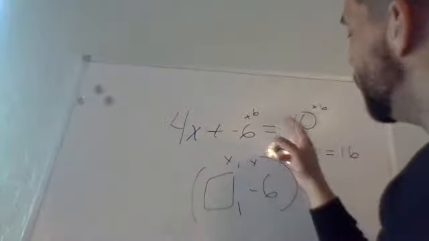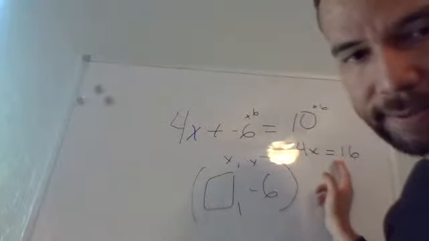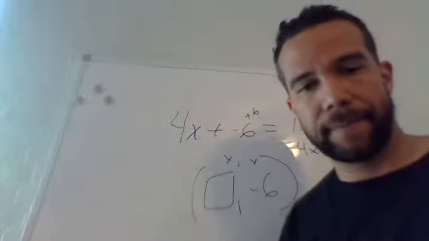So we give you 4x equals 16. What's my next step?